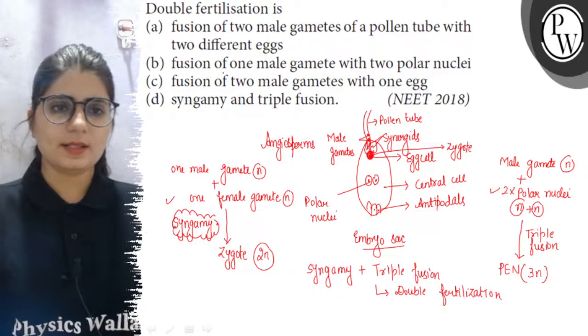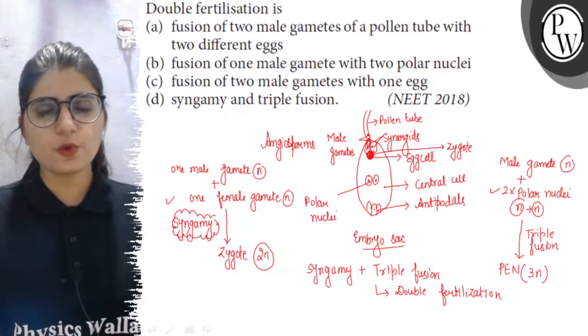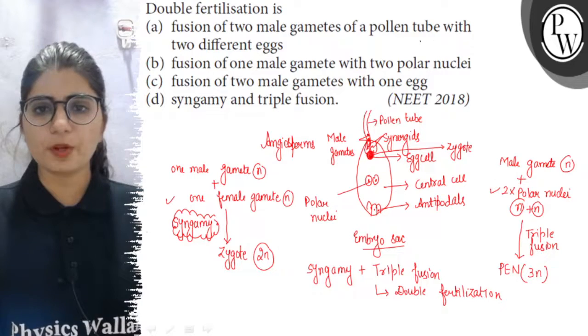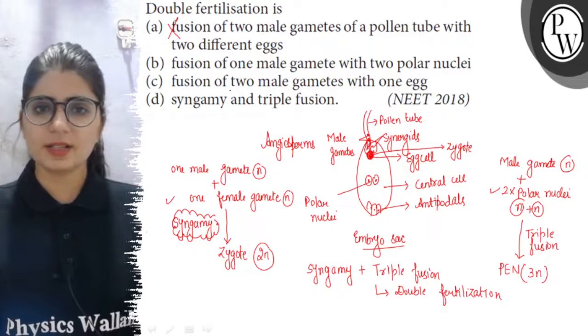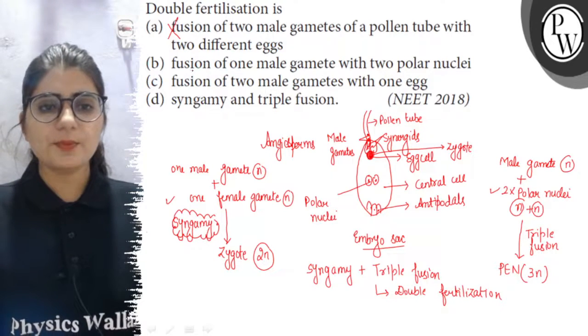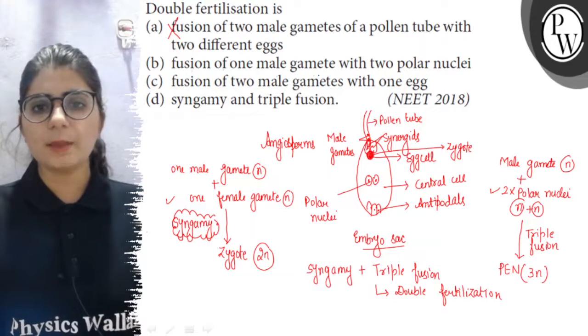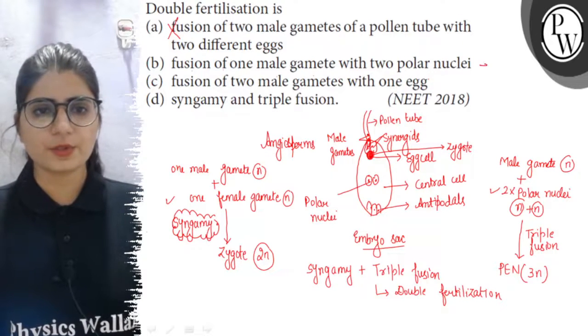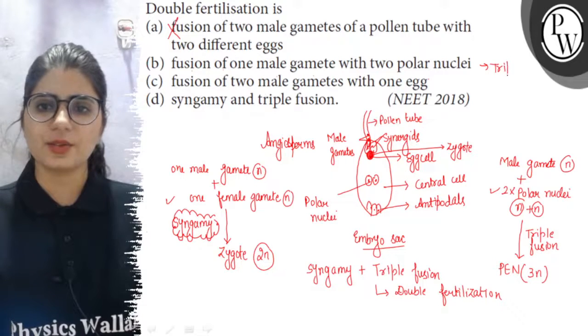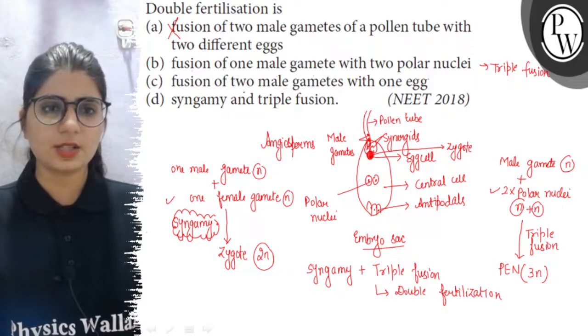So now let's see the options here. Fusion of two male gametes of a pollen tube with two different eggs. No, only one egg is present in an embryo sac. So this statement is incorrect. Now the second statement is fusion of one male gamete with two polar nuclei. So it is only the triple fusion, not the double fertilization. So it is triple fusion only. We cannot call it double fertilization.